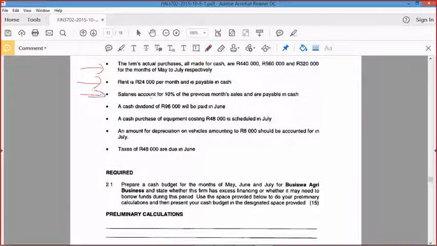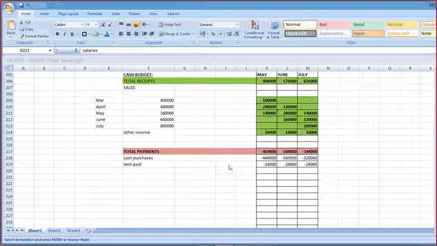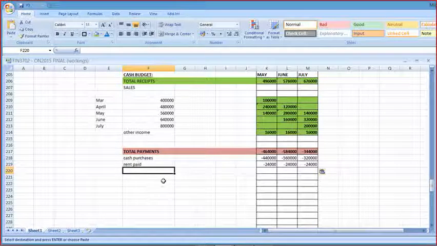Right. Next. Salaries is 10% of the previous month's sales, and that's paid in cash. Okay, so salaries and wages. If I'm looking at the salary for May, the salary for May will be calculated based on what?